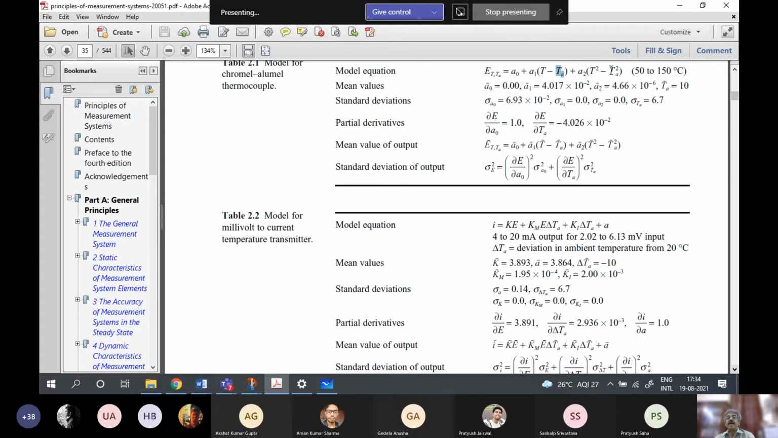But sometimes keeping an ice bath is really a cumbersome thing to make measurements. So suppose we leave it to the ambient. We just connect it to the circuit and leave the second junction open in the ambient situation. Then the ambient temperature when you are measuring could vary. So that will have some impact. They are giving some values: the mean value of A0 bar is this, the mean value of A1 bar is this. This is for a particular type of thermocouple. There are various types of thermocouples.